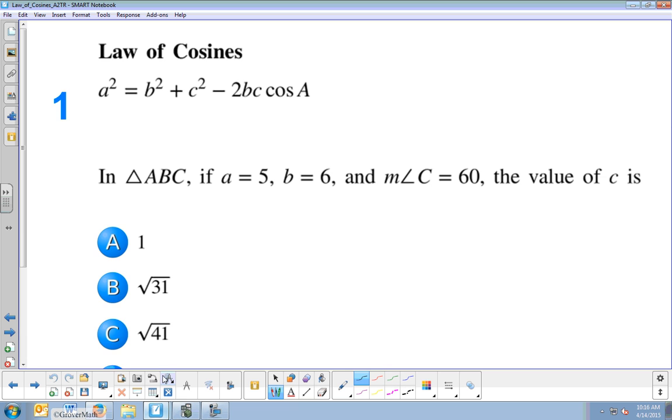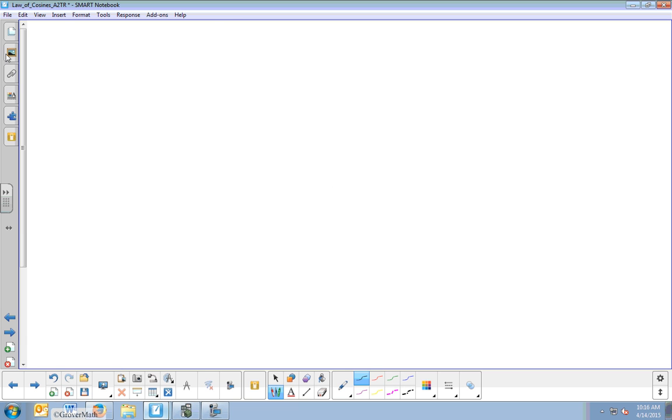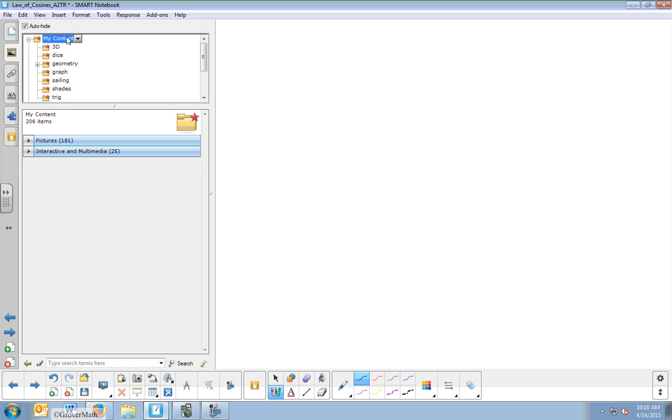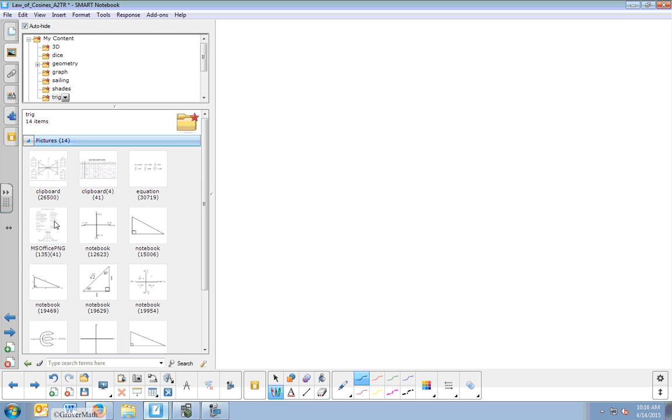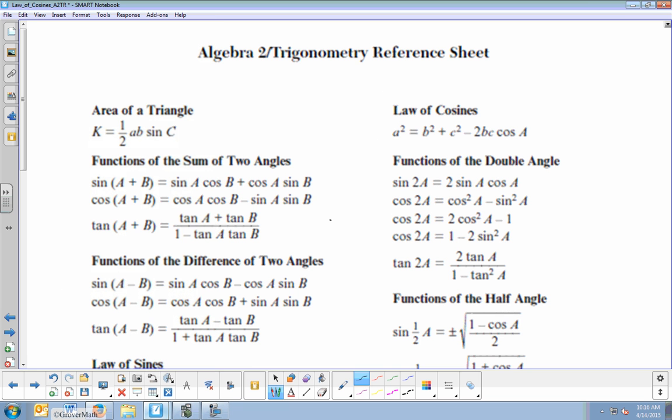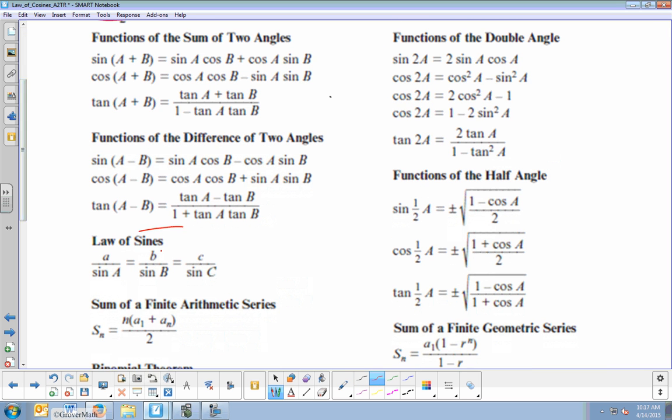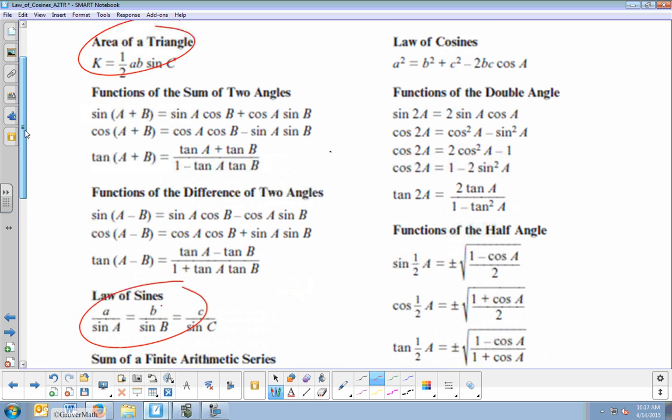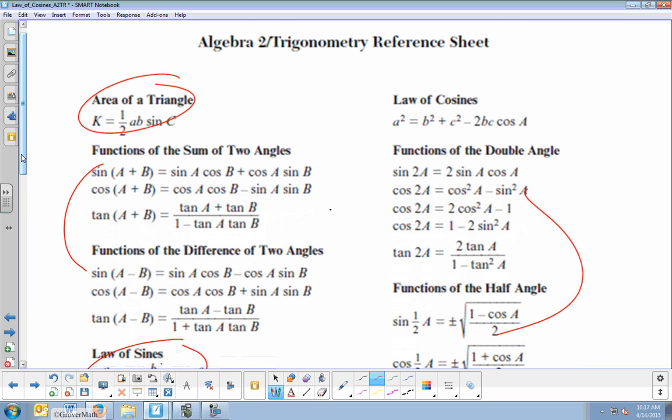If we take a look at our reference sheets, for this chapter we have covered a couple. We started off with area of a triangle in this chapter, and then we did law of sines. In the previous chapter, we did our double angles and our sum and difference, double and half angle identities. So the only thing that's left to cover in trigonometry is the law of cosines.